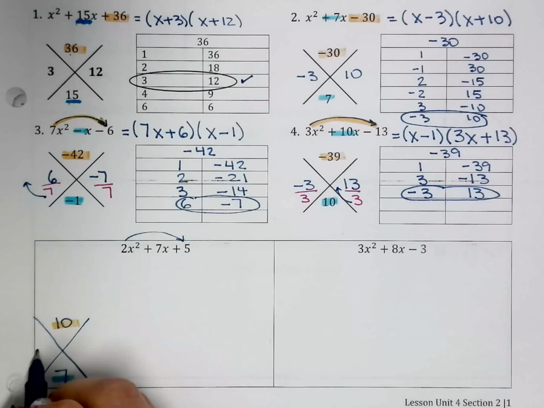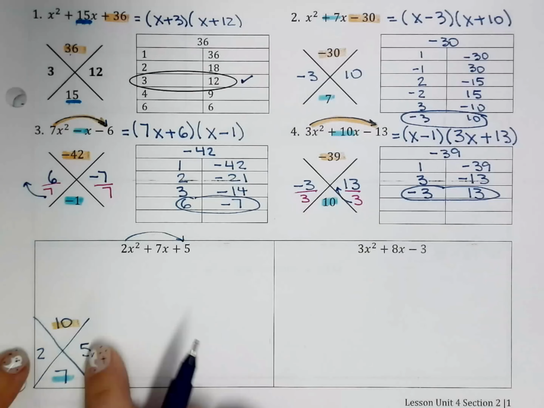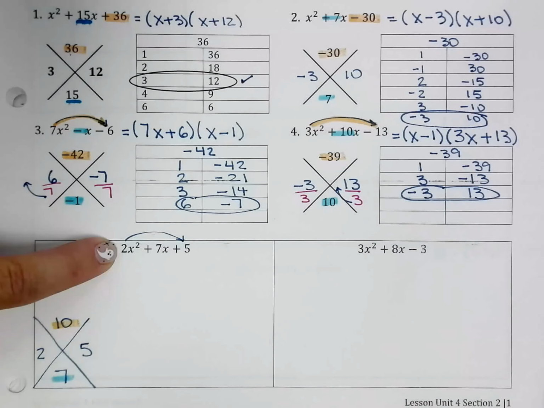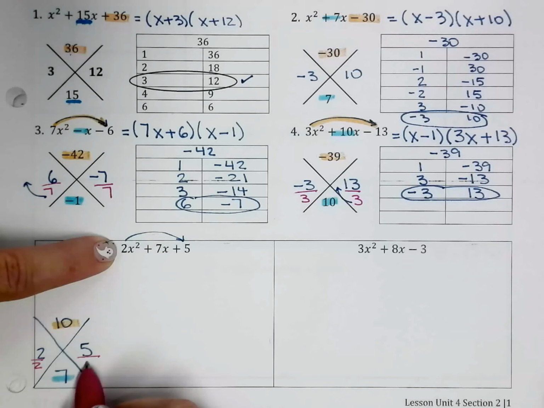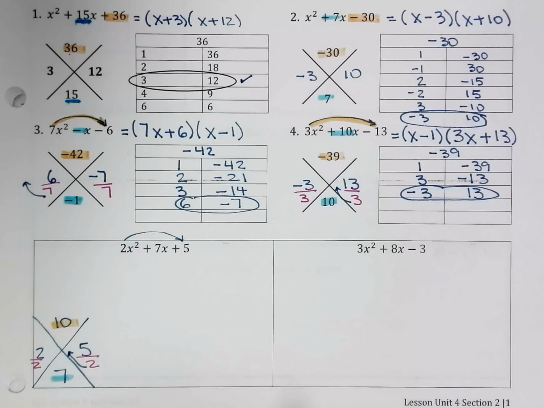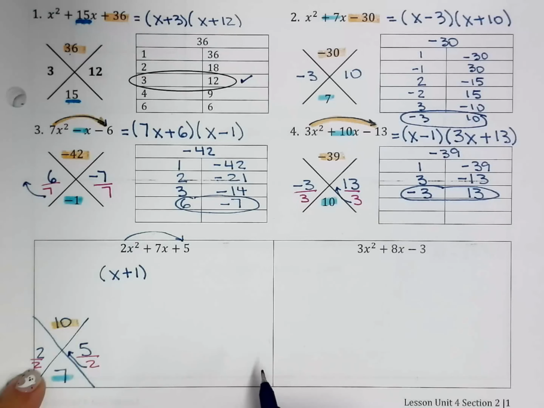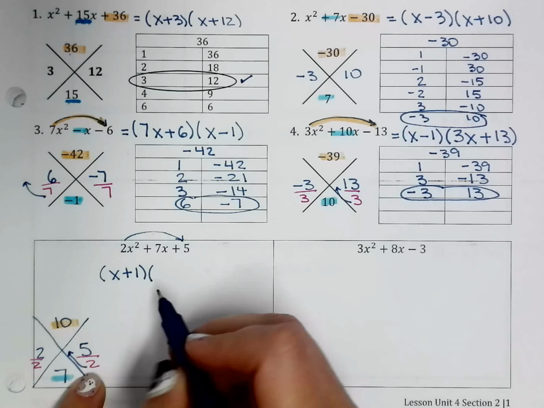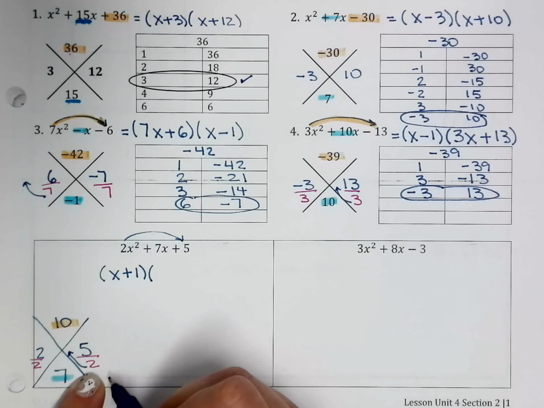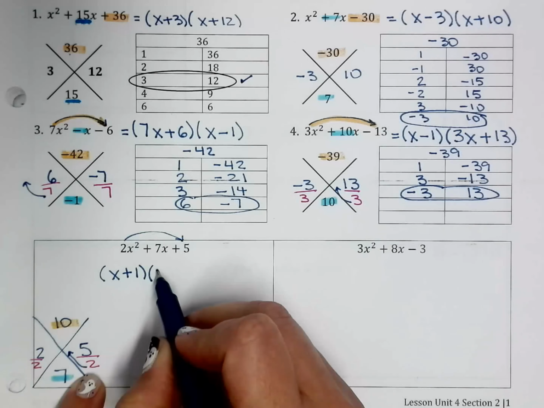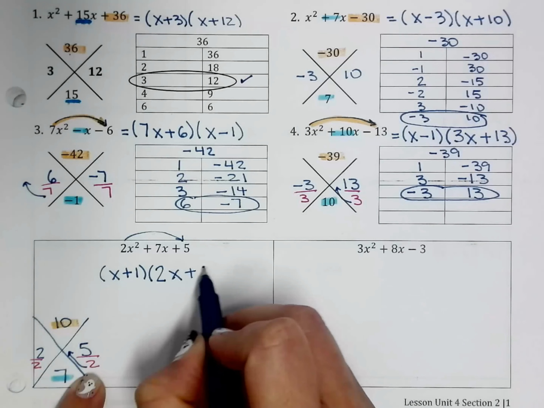So 2 times 5 is 10. 2 plus 5 is 7. But remember, we need to undo it by dividing by 2. So divide by 2, divide by 2, simplify the fraction here. That will give you 1. And this 2 will go back in the front. So x plus 1, because we were able to simplify this fraction here. And here, 5 divided by 2 is not a whole number, so you're just going to bring that up to the front. 2x plus 5.